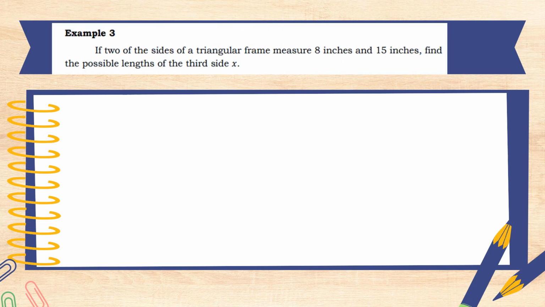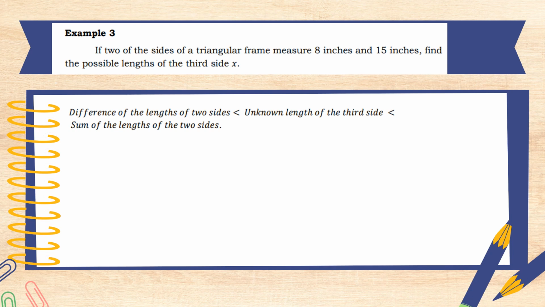Example 3. The two sides of a triangular frame measure 8 inches and 15 inches. Find the possible lengths of the third side. So the solution is to find the possible lengths of the third side of the triangular frame. You can use the formula: the difference of the lengths of the two sides is less than the unknown length of the third side, which is less than the sum of the lengths of the two sides. So the two sides are 15 and 8 inches.